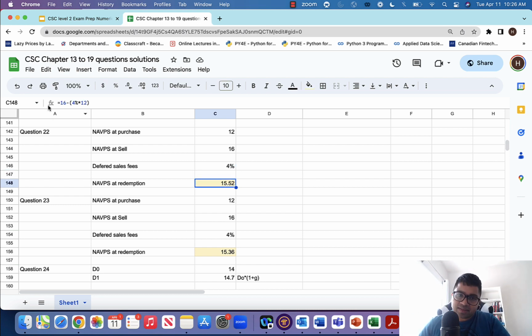So it is given as $16, the selling price, minus fees. So $16 minus 4% on 12, because the fees are charged on the purchase price in this case. So it is 4% into 12. So it comes to 15.52. So NAV at the time of redemption in this case is 15.52.